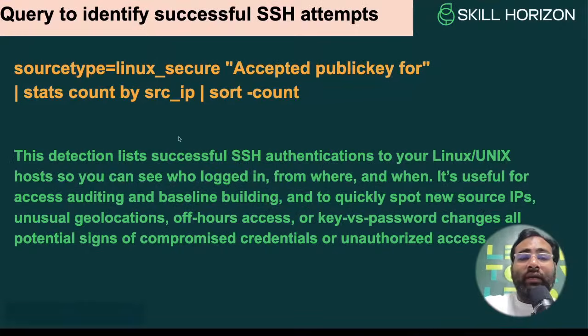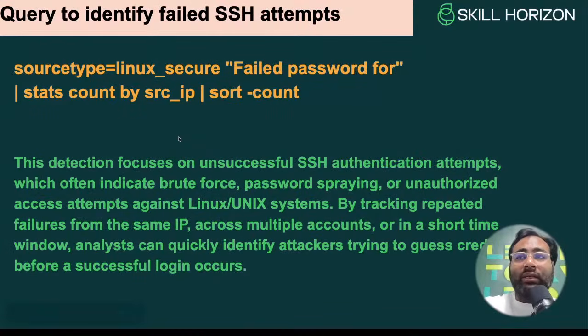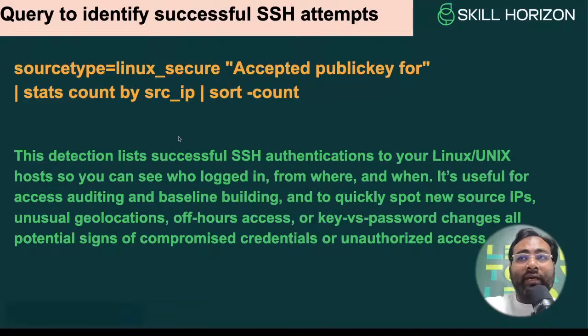The next thing we have is identifying the successful SSH attempts. Previously we were identifying the failed attempts, and next we are identifying the successful SSH attempts. And now you are thinking, why do we need to analyze the successful attempts? Because it is necessary.